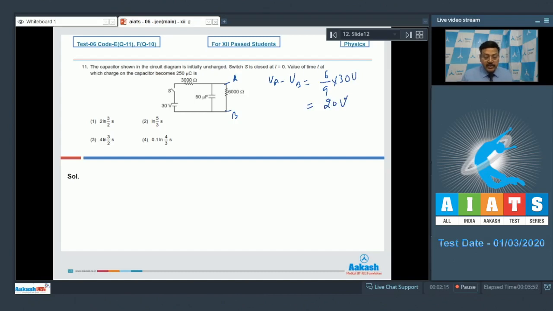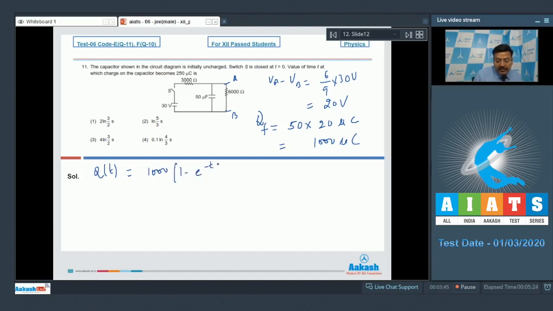Initially of course it is 0 just after closing of the switch. So the final charge on the capacitor, let's call it QF, is 50 microfarad, that means 50 into 10 to the power minus 6 coulomb multiplied by 20 volt. In microcoulomb, this comes out to be 1000 microcoulomb. This is the final charge on the capacitor. The expression for charge on the capacitor as a function of time t is 1000 microcoulomb into 1 minus e to the power minus t divided by tau.